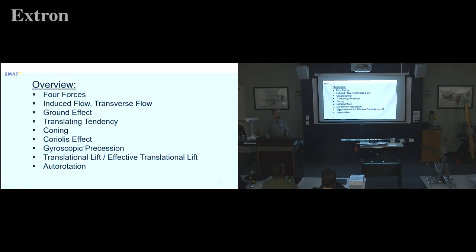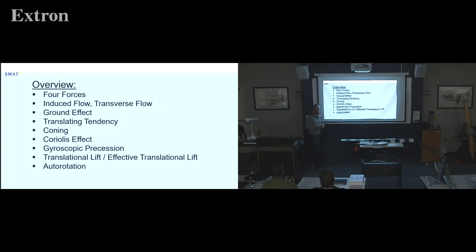All right, so our four forces are what? Lift, thrust, weight, drag, or lift, weight, thrust, drag, whatever. Induced flow and transverse flow. We have ground effect. What are some acronyms that we use for ground effect? IGE and OGE and HIGE and HOGE. Okay, good. Everybody hungry now?